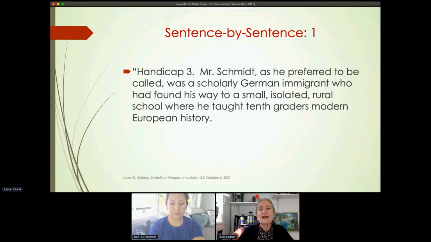So let's go through this now. First of all, does anybody have anything to say about "handicap number 3" as the title of this paragraph? Anybody? Either you can speak or you can type it. What do we think? I'm going to drink my water while using my teacher wait time. Do we know what handicap means?